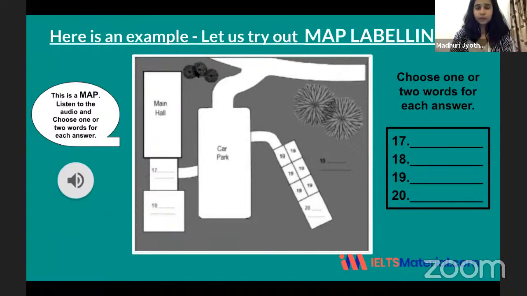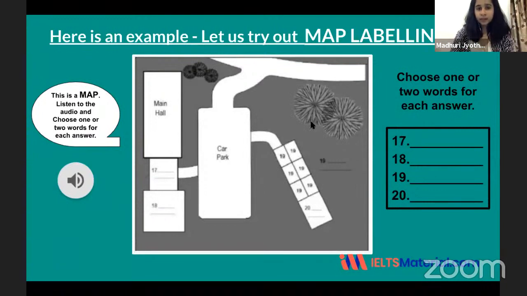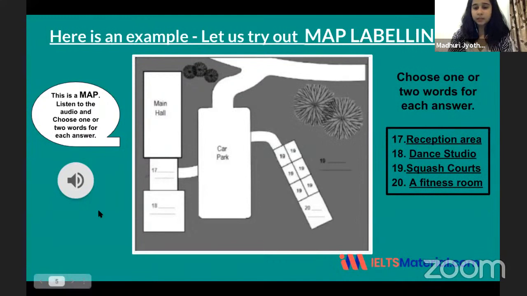Okay. So I want you to drop your answers in the chat box. You can number it 17, 18, 19, and 20 as given in the map. Okay, I've received one. What I have noticed here is that some of you have got 17 as dance studio. Now, what would be the right answer?